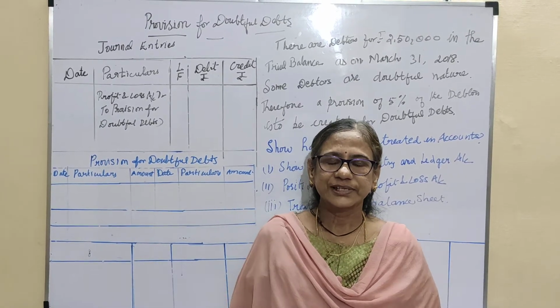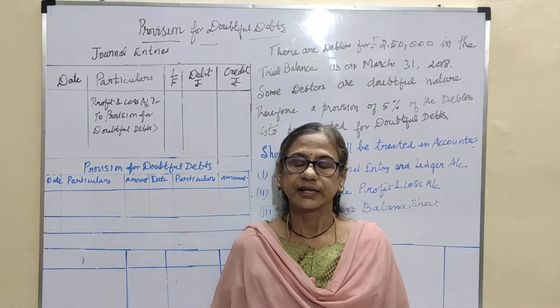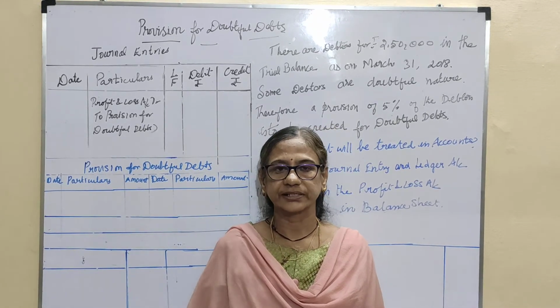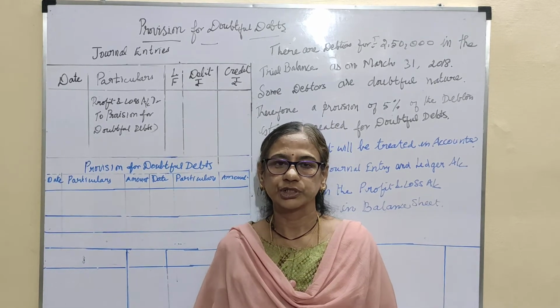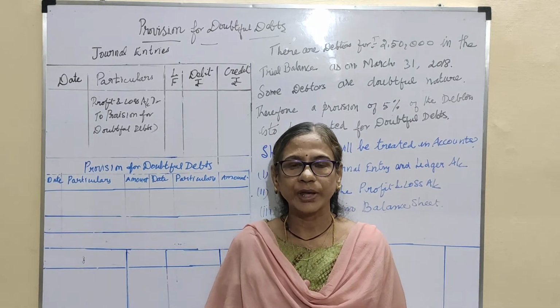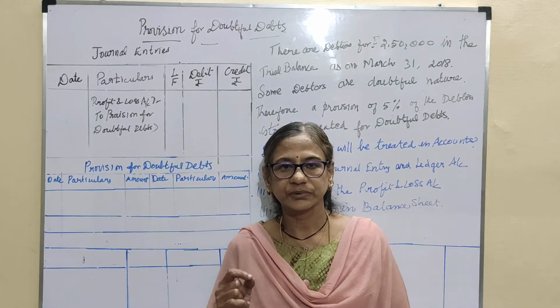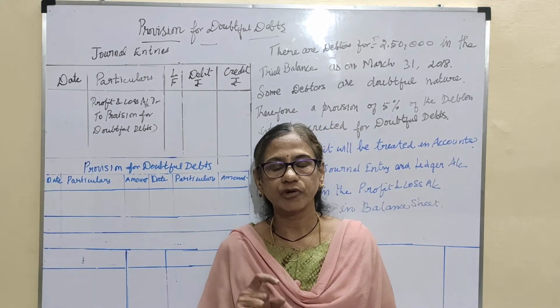Good evening, students. Just like provision for depreciation on fixed assets, there is another asset which is called the debtors. Debtors are the customers who have to pay the money in future, those who purchase goods on credit basis. For them also, we have to provide some provision. We have to provide some provision for doubtful debts.